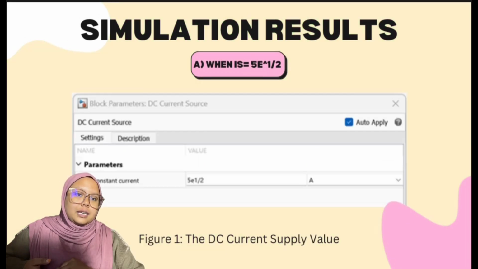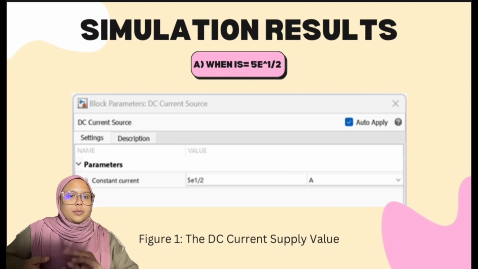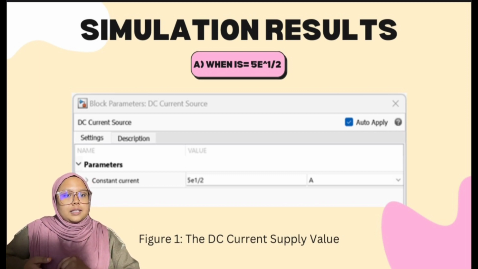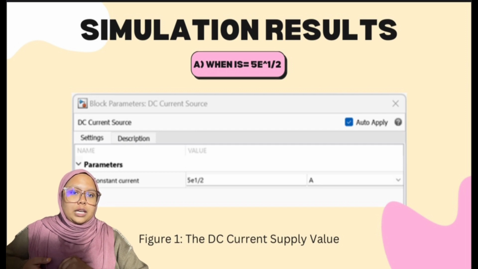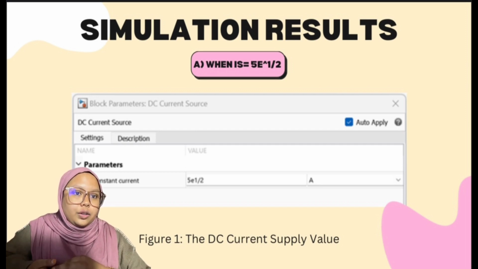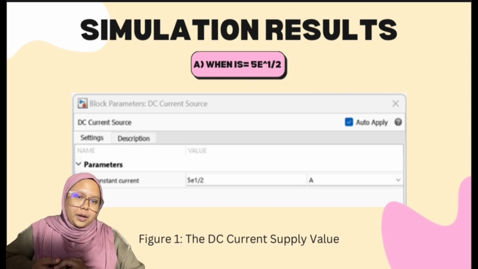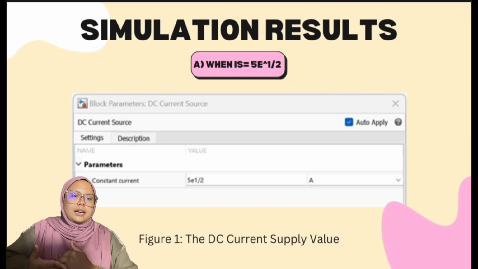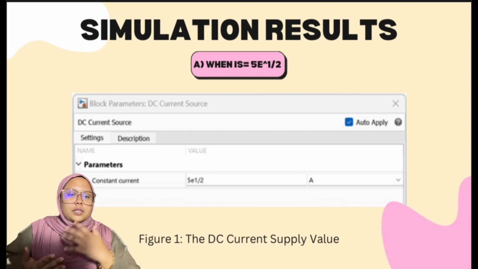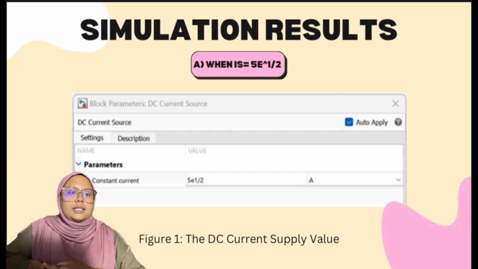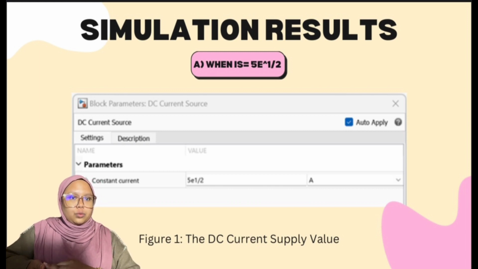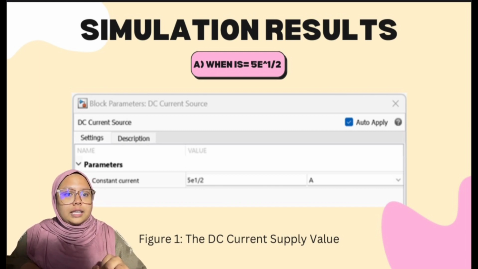For the AC current supply, we put the constant current value at 5 exponent 1 over 2. This is because in the equation it has been stated 5 exponent negative t, yet in MATLAB we cannot use the unknown t in the parameter. So we predict and manually estimate the t by using MATLAB Simscape. We discussed and put the t value as 1/2. The result we got using t equals 1/2 is quite similar to the manual calculation that we calculated.